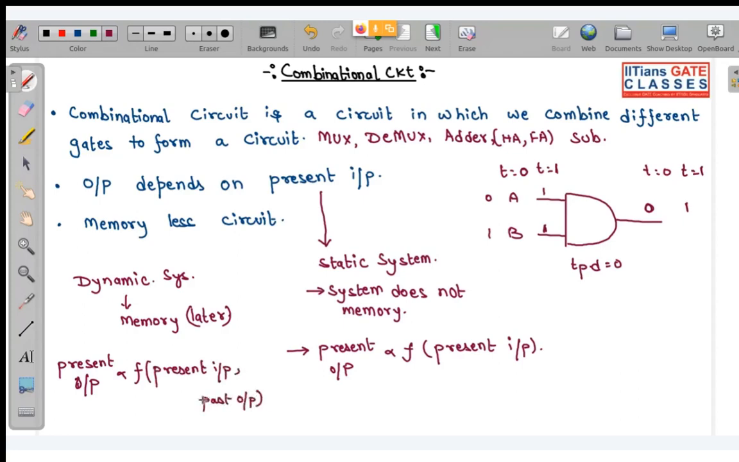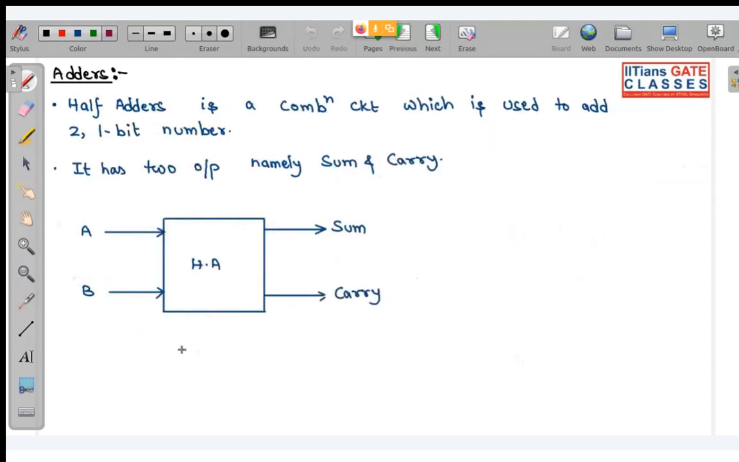So for storing the past output, we need to have a memory element. Those memory elements can be a latch or a flip flop. We will see that in the next chapter. Okay. So now, the first circuit that we have in combinational circuits, what is it?